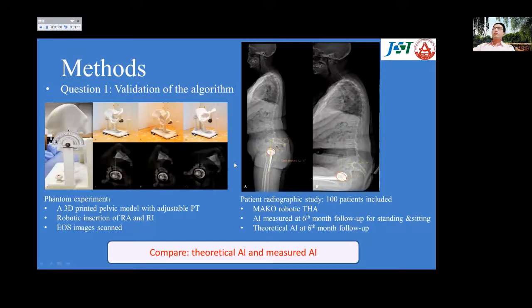To answer question 1, we utilized both a phantom experiment and a patient radiographic study to compare the theoretical AI and the measured AI in the EOS natural view images. The phantom pelvis is a 3D printed model which can accurately adjust the PT values after implanting a cup using robotic THA. The patient cohort included 100 consecutive patients who had robotic THA in our center and took standing and sitting EOS images preoperatively and at 6 months follow-up.